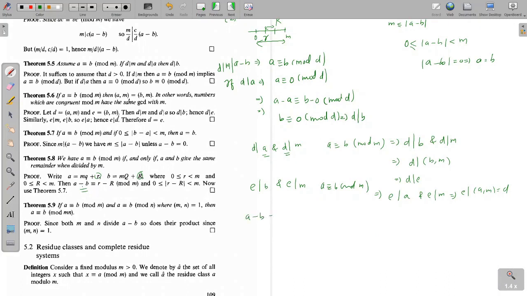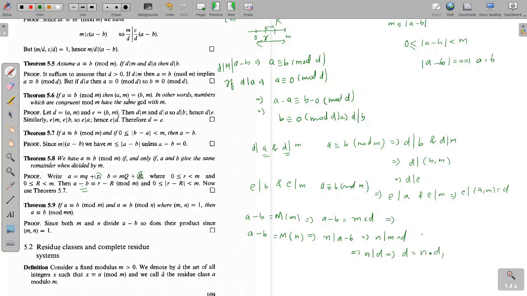We know that A minus B is a multiple of M. What is the meaning of this? A minus B is equal to M times some D. But we know that A is congruent to B mod N. So A minus B is also a multiple of N. That implies N divides A minus B, which implies N divides M times D. This implies N divides D, because GCD of N comma M is equal to 1. So N divides this D. So D is a multiple of N. So D can be written as N times D1.